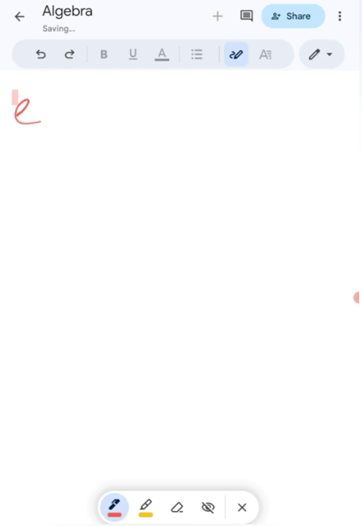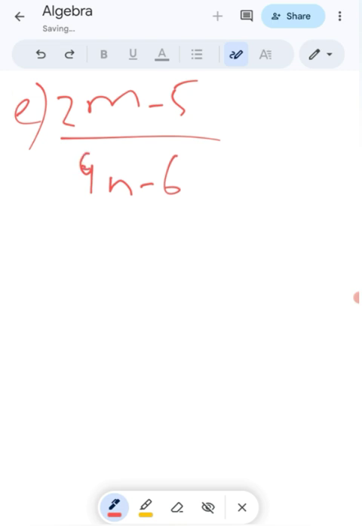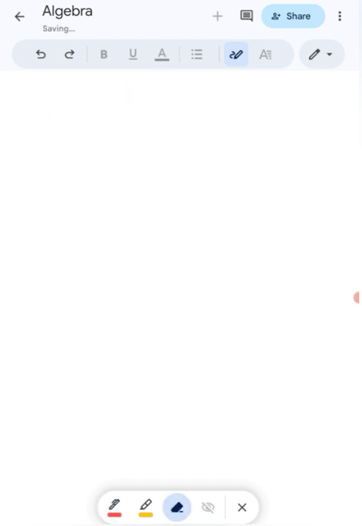Part E. It says 2m minus 5 upon n, 9n minus 6, and after that I am having minus... once again I am writing it down again because this looks very dirty.